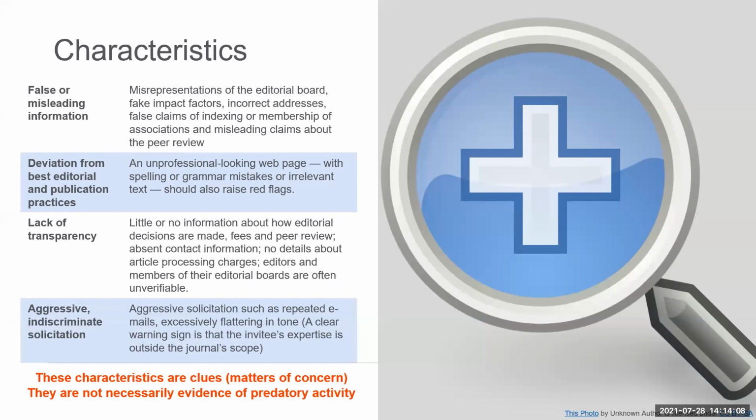And then they also mentioned aggressive emails, spamming, and repetitive sending of emails to researchers to try to get them to submit publications. And they would use language that is not really associated with how an editor would reach out to an author. So, excessive flattery often, and a clear warning sign is when the invitee's expertise is outside of the journal scope. So inviting an author or a student to submit to a journal that is completely outside of their field. So these are the characteristics. This is not all of them. It's not exhaustive, but these are some of the most definite identifiers that it could be a predatory journal.